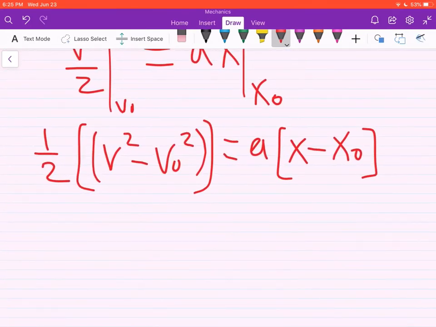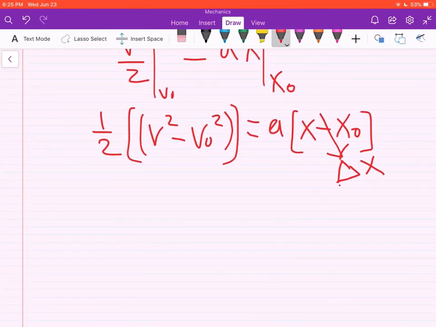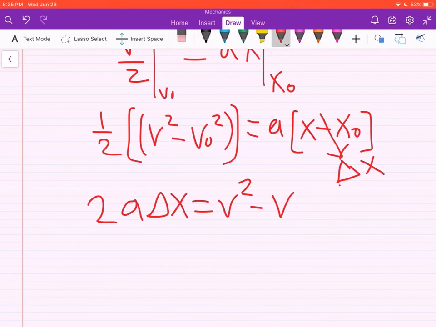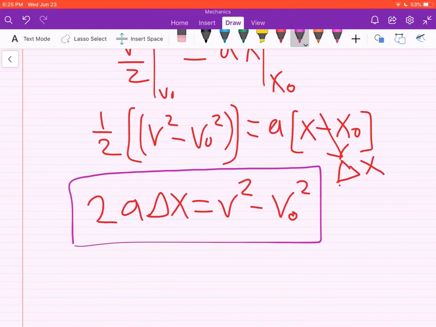And we can just say that this term is delta x, right? x minus x0 is just delta x. But basically, we can say that 2a delta x is equal to v squared minus v0 squared. And this is our time-independent equation of motion. Our third equation of motion.